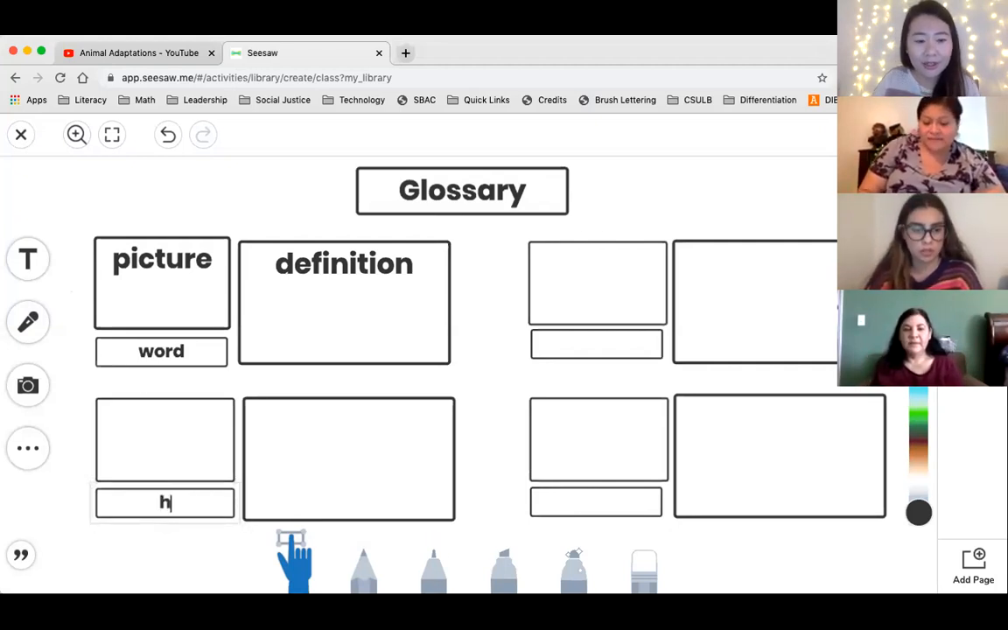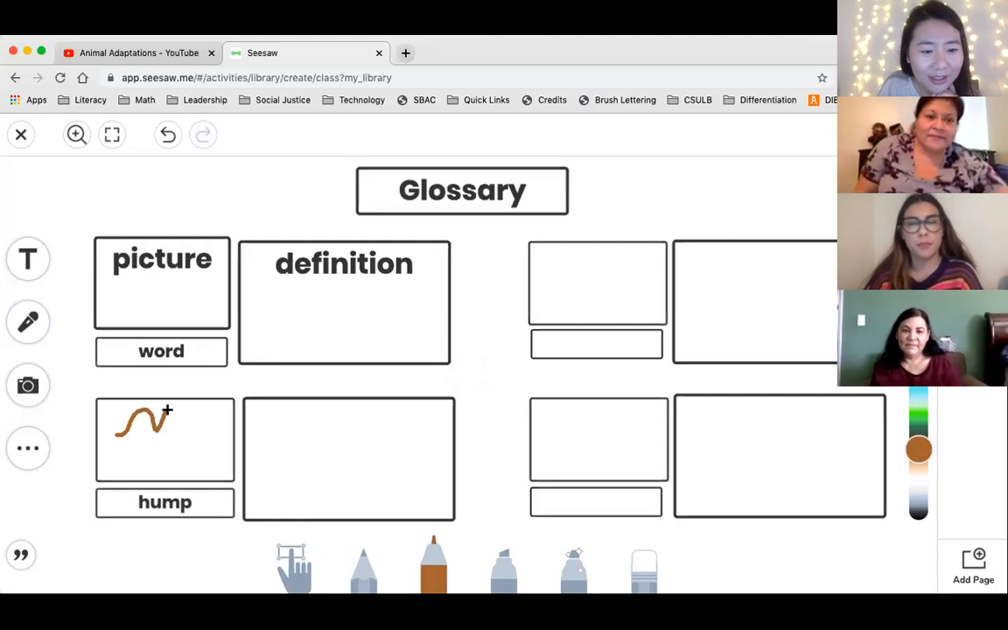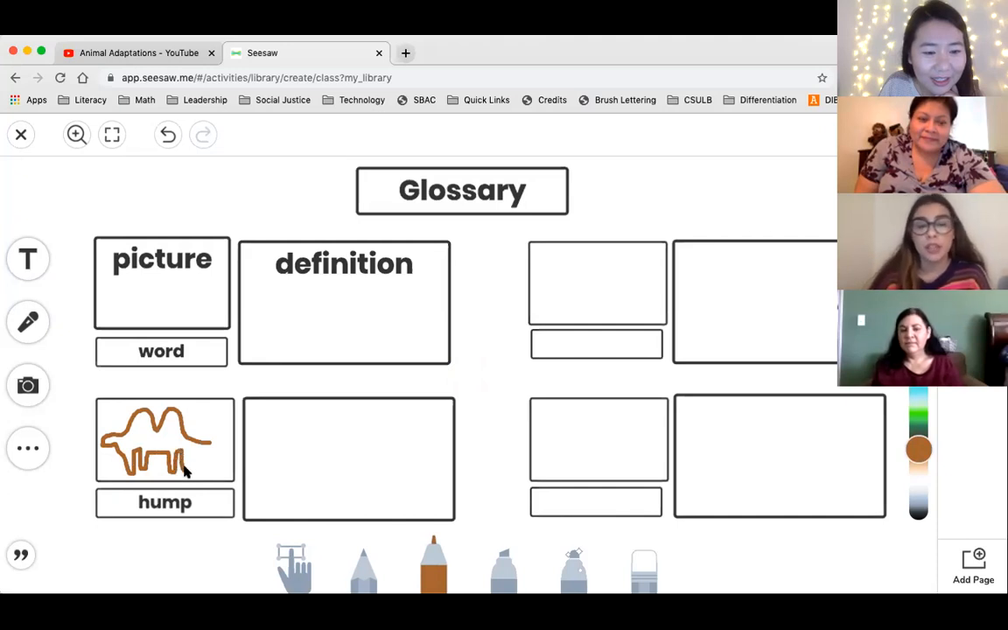So I'm going to sound it out. So we're going to put the word down here. And then I am going to attempt to draw what Miss Akimowicz just said, a hump. And so while I draw that, Miss Akimowicz, would you like to explain what a hump is? I think from the video, I know it's where the camel stores fat, a part of the body where the camel stores fat. I'm not sure, maybe somebody can help me.